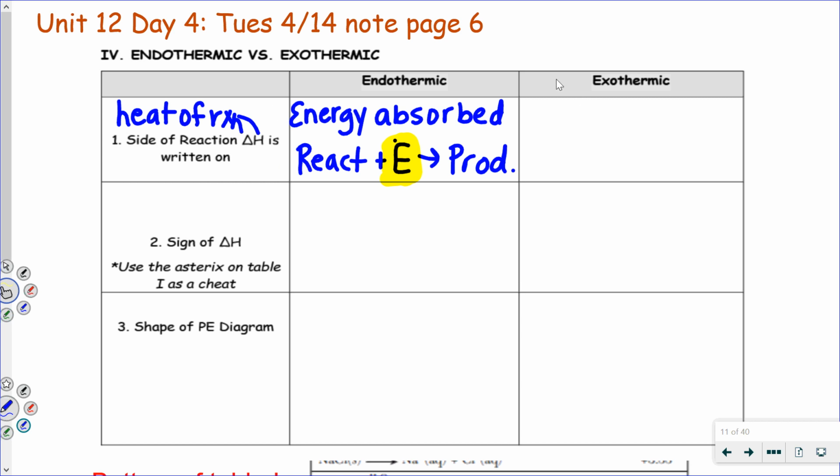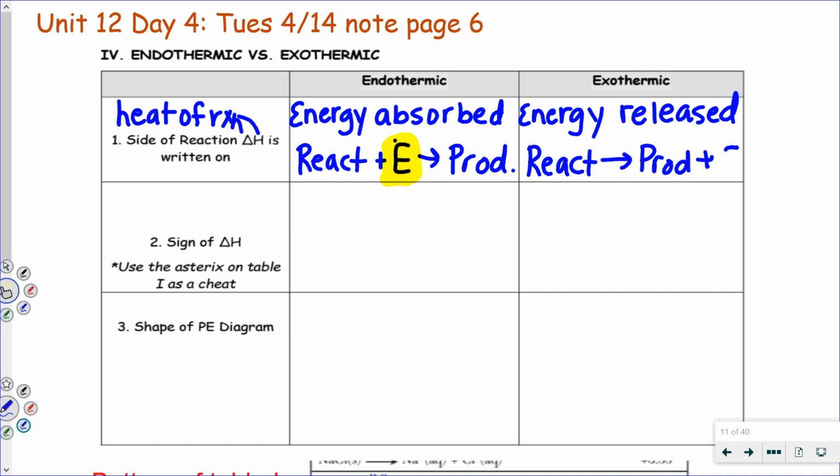Meanwhile, the heat of the reaction for an exothermic reaction is going to be a little bit different. Remember, exothermic means that energy is being released or exiting. Now, if energy is exiting the reaction, it's going to be on the product side, which is to the right of your arrow. So we would have reactants yielding our products plus our energy. So notice the energy is now on the product side. So just by looking at a reaction, you can tell if something is endothermic or exothermic.